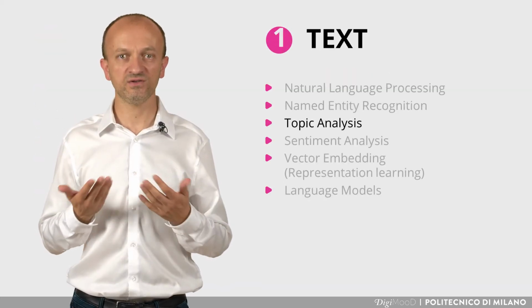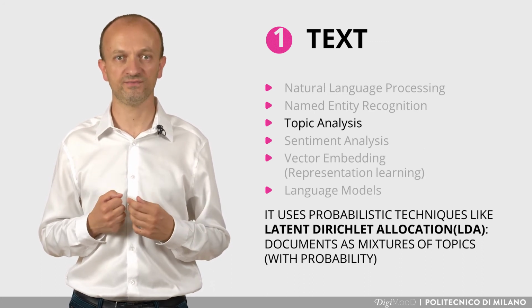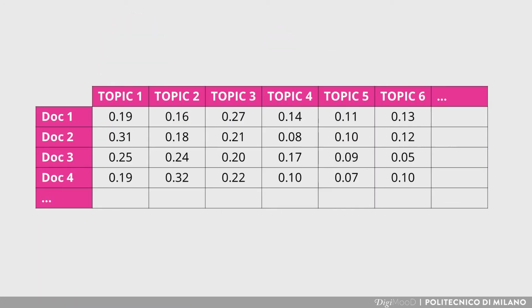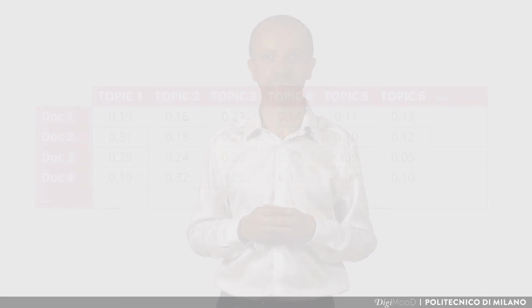Topic analysis uses probabilistic techniques like latent Dirichlet allocation. In this approach, every document is assigned to a set of topics, with the probability of belonging to each topic. This is very useful for categorizing documents. If the topics extracted from the method are too many, you can always keep only the most probable ones.